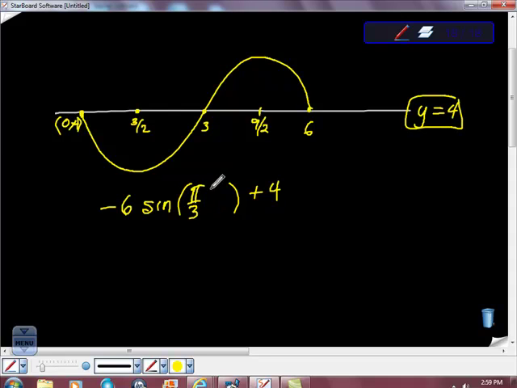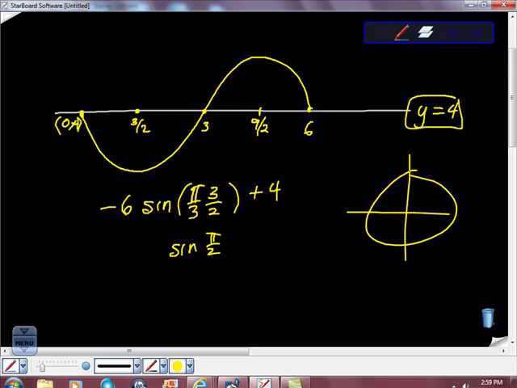Now I'm just going to go to the next x value. The next x value is 3 halves. So I put in 3 halves. The 3's cancel. So I get sine of pi halves. I'm at my unit circle. I know that sine of pi halves is equal to 1, right? So when I evaluate this, I get -6 times 1 is -6, plus 4 is -2.